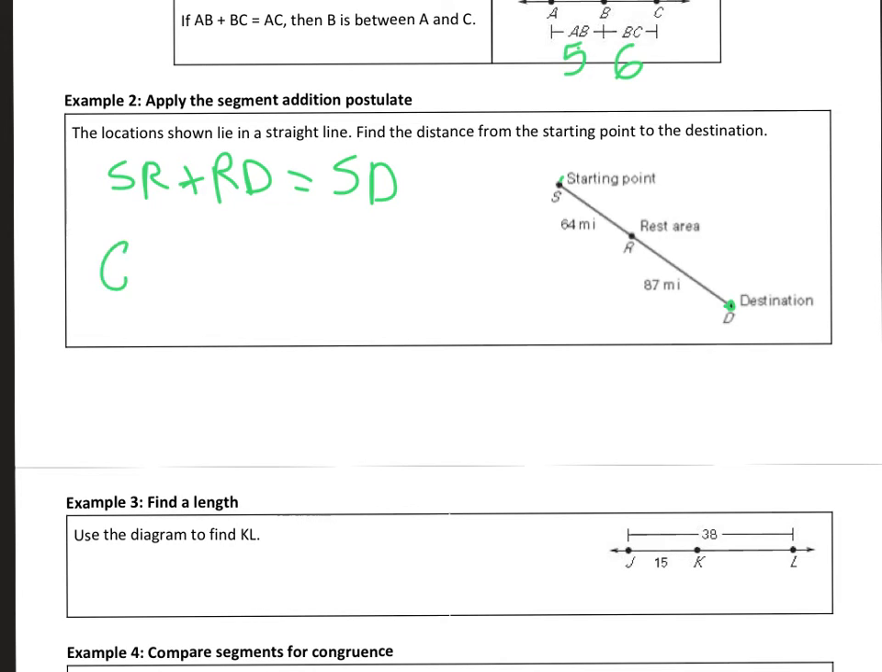So really all I'd have to do is 64 plus 87 equals whatever SD will be in miles. So that would be 151 miles from starting point to destination. Okay, so pretty straightforward example, I think.